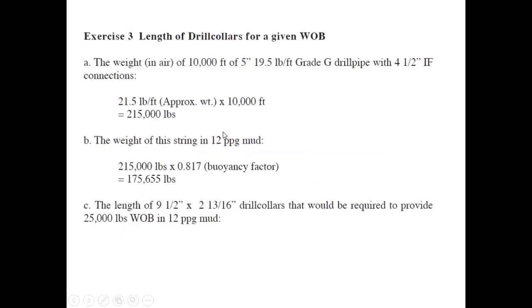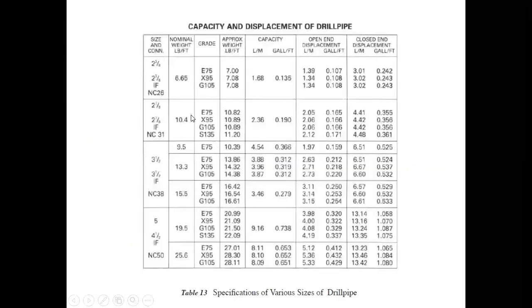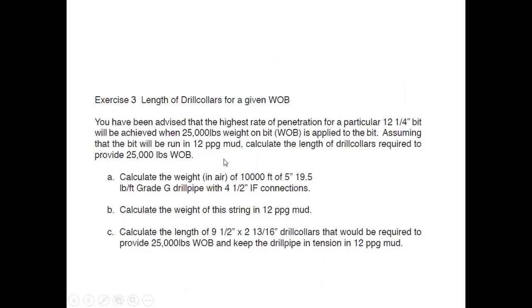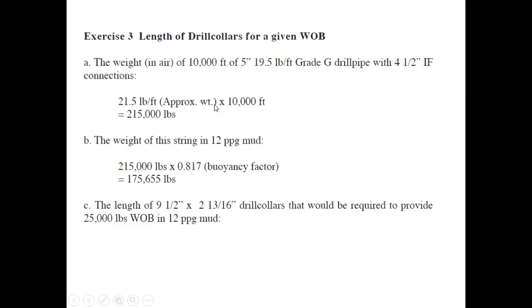Let's look at it. We will follow the same procedure. We have to find the weight in air. Again, we go back to the table, based on this 19.5 pound per feet, grade G, with this connection. We find the total weight per feet of the drill pipe, which is 21.5 pound per feet from the table. We use this table for that. And here is the 21.5 based on 19.5 and this connection. After that, you multiply by 10,000. So the total weight of the drill pipe in the air will be 215,000 pounds.